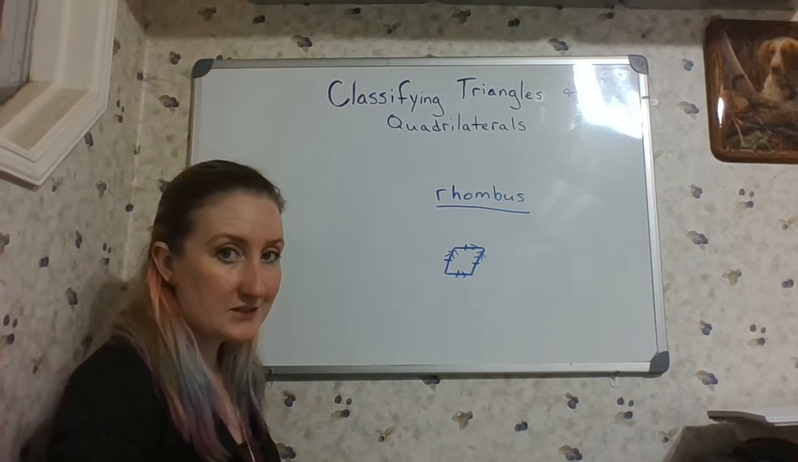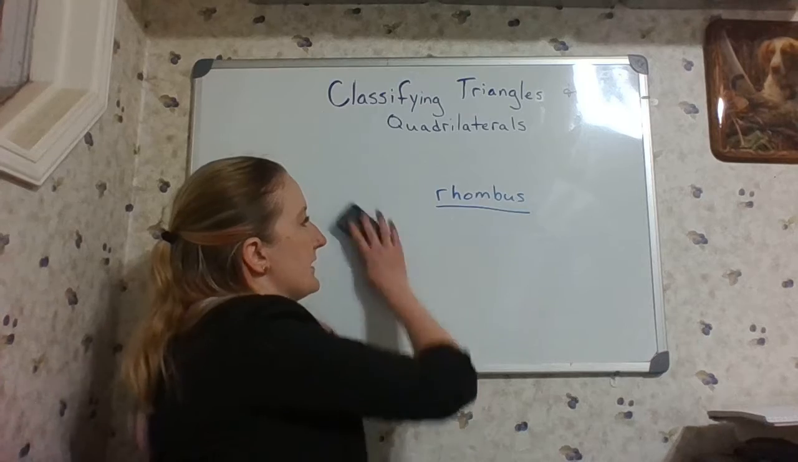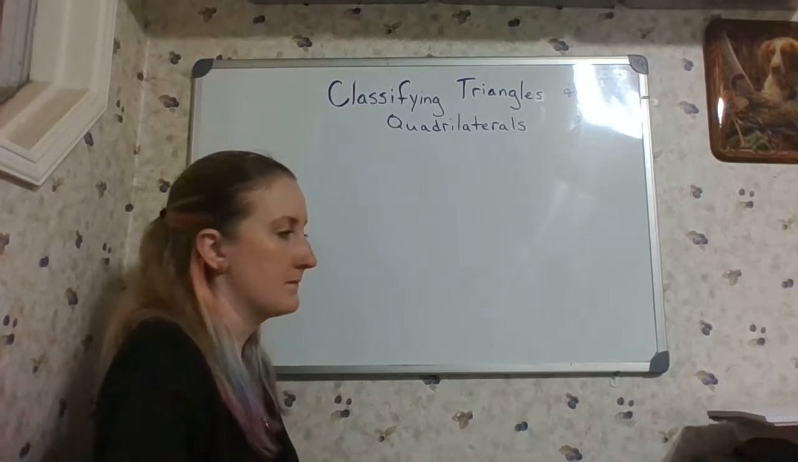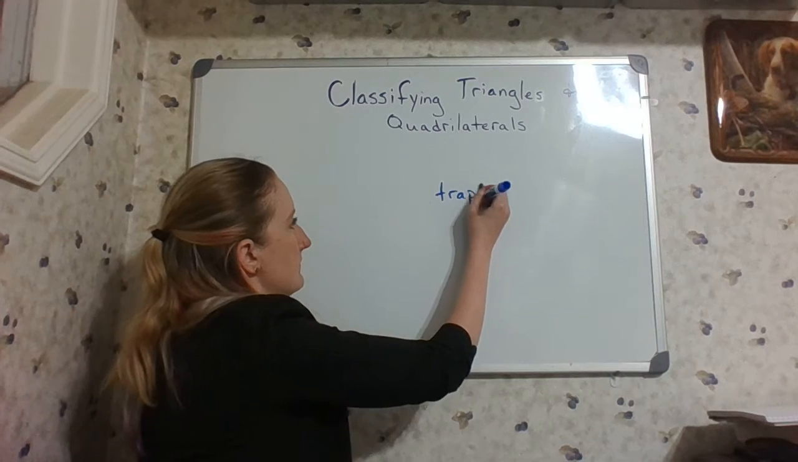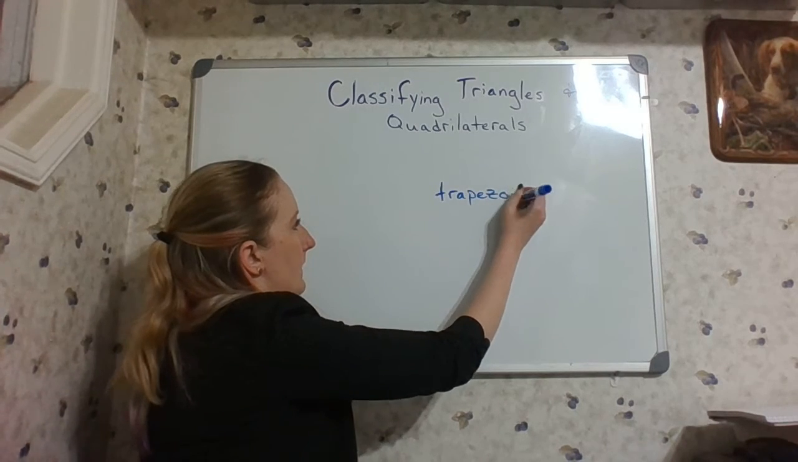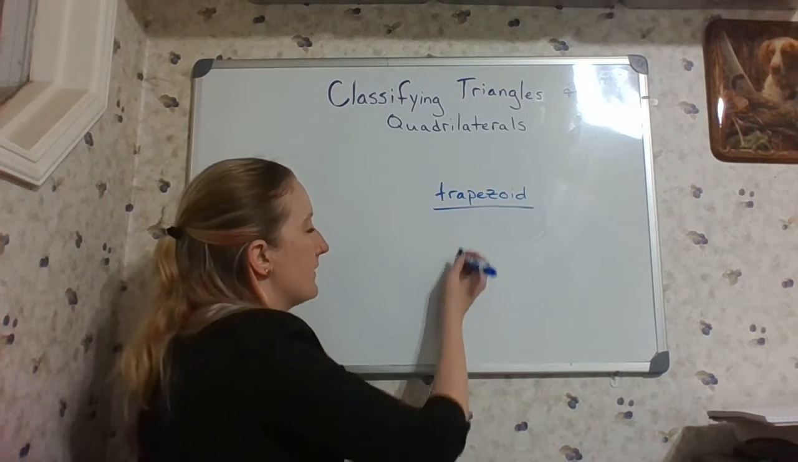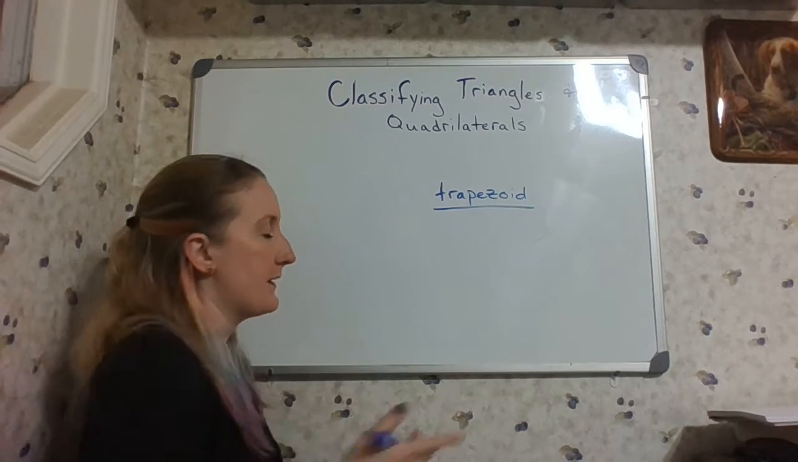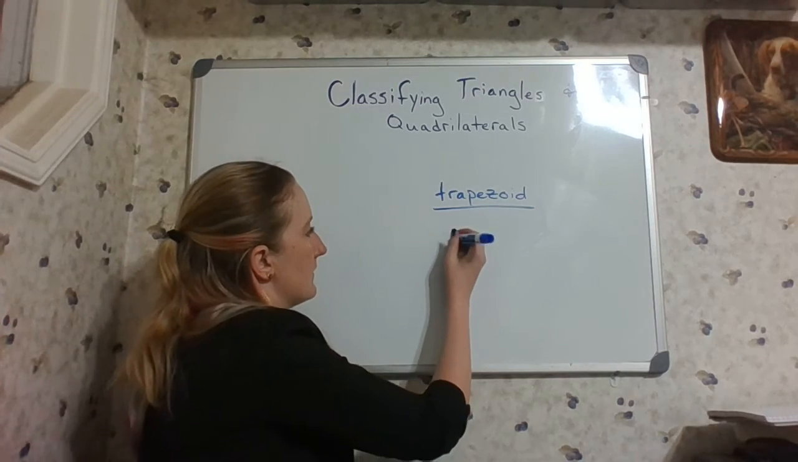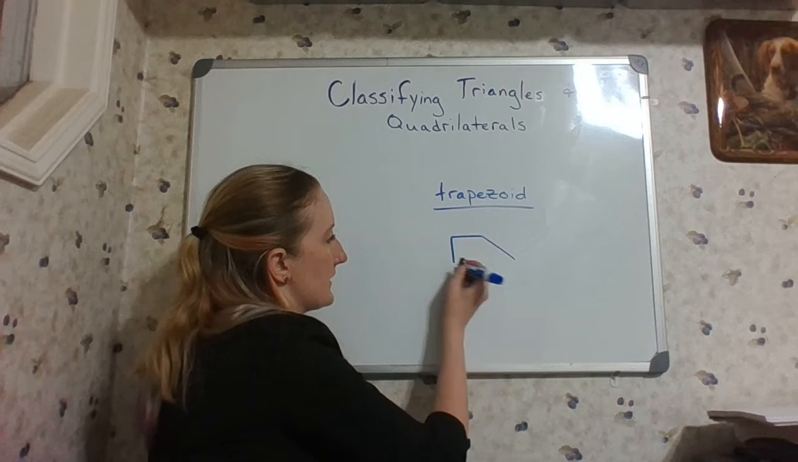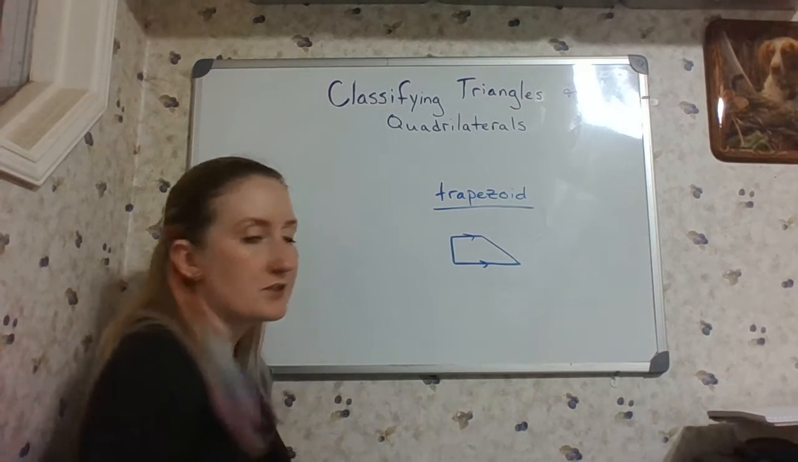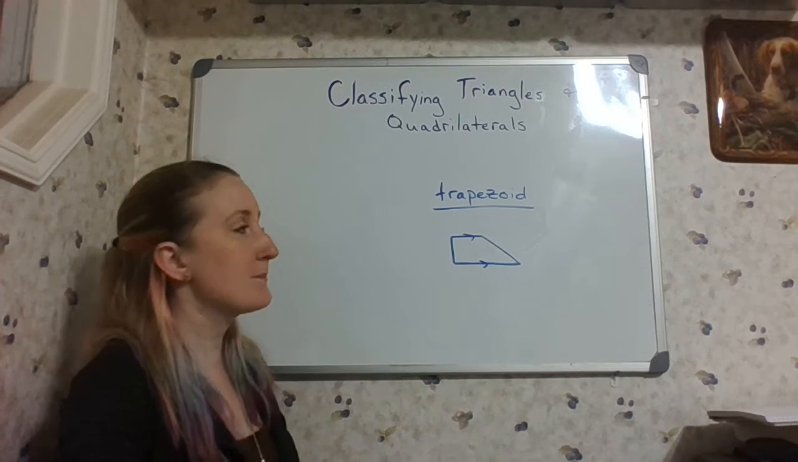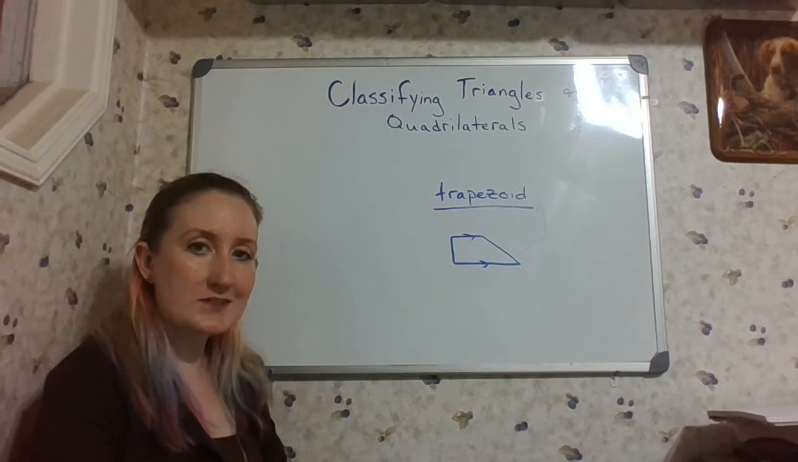The last one that you need to know for this lesson is the trapezoid. All right, so a trapezoid has 1 pair of parallel sides. So it looks like this. And so we have these 2 sides that are parallel to each other. I like to think of trapezoids as being like triangles that had their tops cut off.